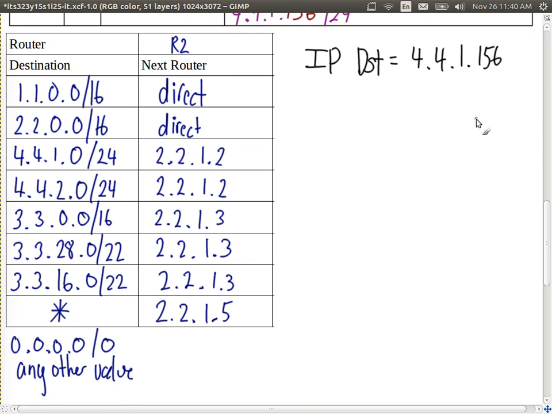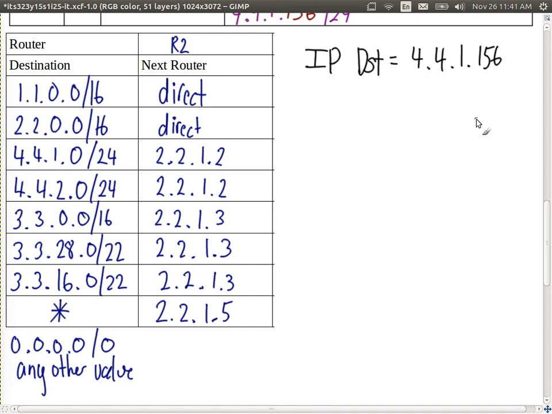R2 sees an IP datagram. We don't care who it came from at this stage. We care who we need to get it to. Destination is 4.4.1.156. So what R2 does is realize that is not me. I am not 4.4.1.156. Therefore, I'll look in my routing table to see who to send it to next.